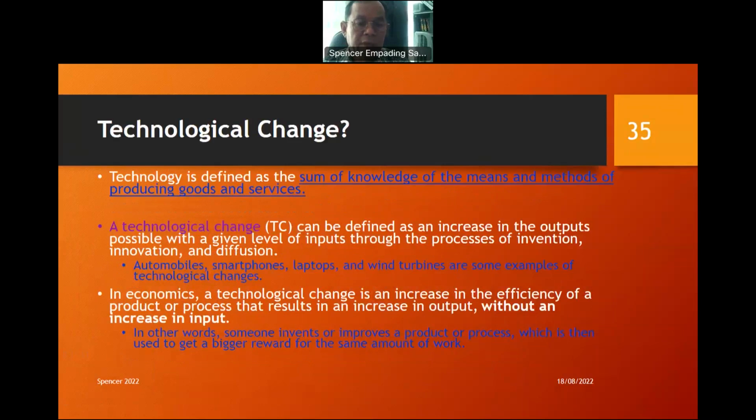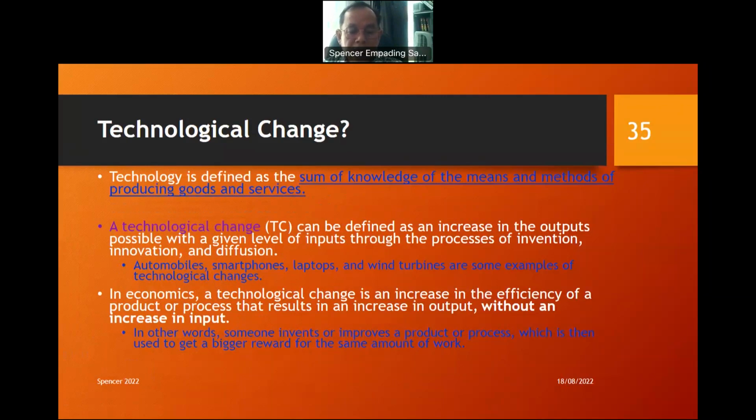Okay, so let's look at the topic of technological change, or technical progress. Technology is simply defined as the sum of knowledge of the means and methods of producing goods and services. So it covers so many aspects of means of production and methods of production. Technical change, or TC, can be defined as an increase in the output possible given a level of inputs to the process, invention, and also diffusion.